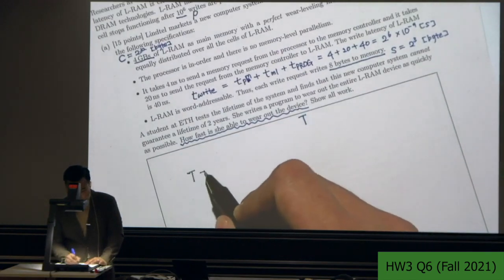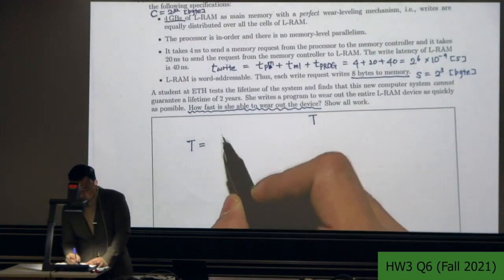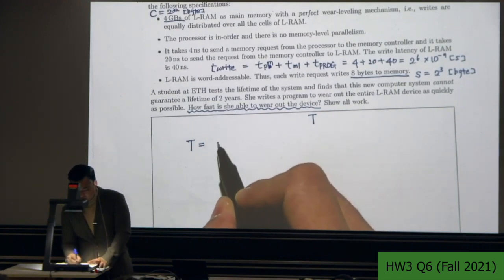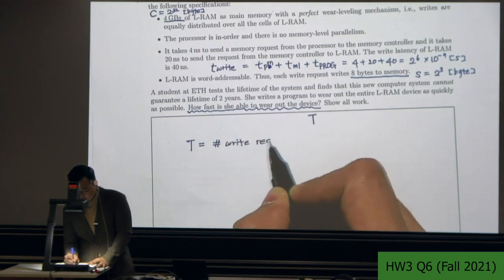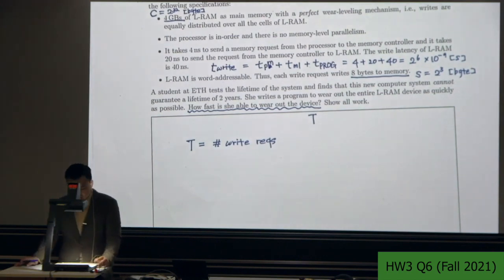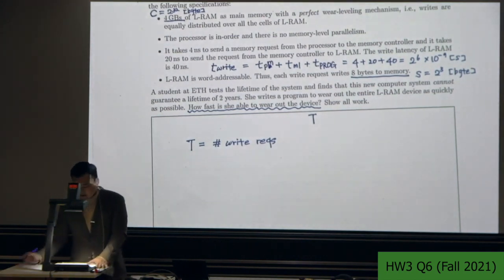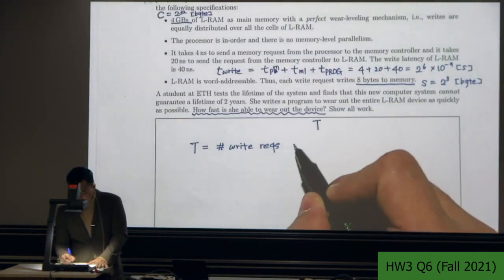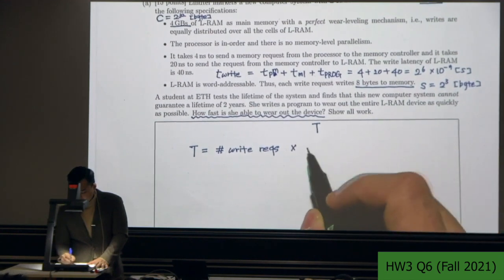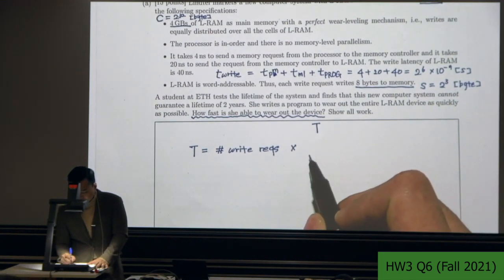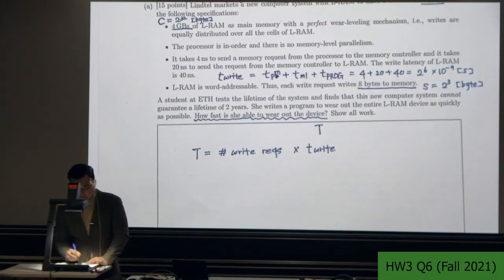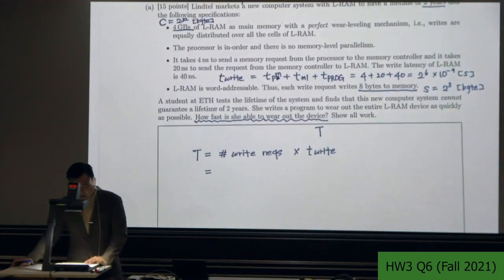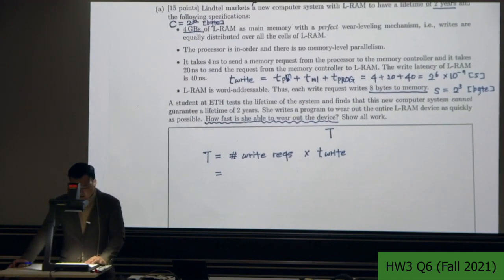So to calculate T, we can simply calculate T by multiplying the number of write requests necessary to wear out this entire LM device. And since there is no parallelism, or there is no way for us to overlap the latency, we can simply multiply the time for handling a write request, T write, right? And the number of write requests required to wear out the entire LM.